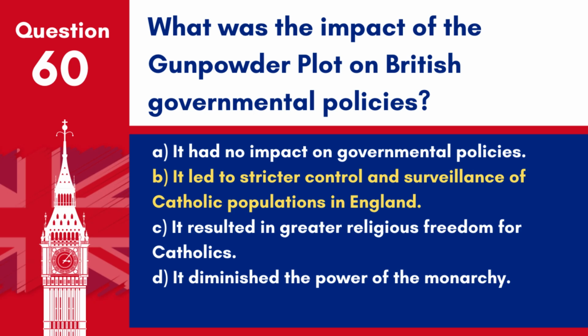Answer: B. It led to stricter control and surveillance of Catholic populations in England. The Gunpowder Plot of 1605, an attempted assassination of King James I by Catholic conspirators, led to harsher measures against Catholics, including increased surveillance and restrictions aimed at preventing similar threats.